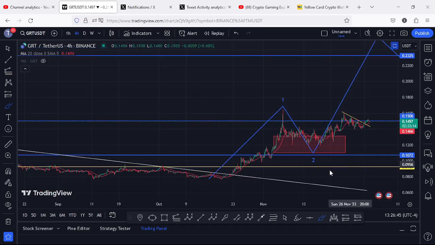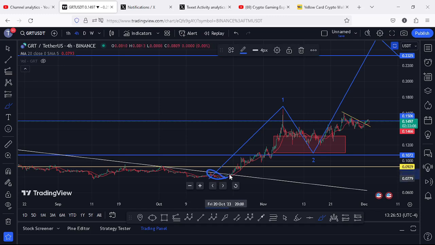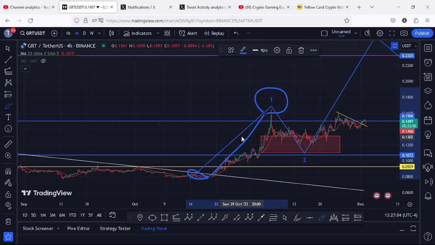Zooming out on the charts to give you my short-term Elliott analysis, you can see that after getting our lows on the 20th of October, we saw this push to the upper side in a move that gave us a high above the $0.16 mark, in a move that I'm terming as the formation of this Elliott count 1 to the upper side.